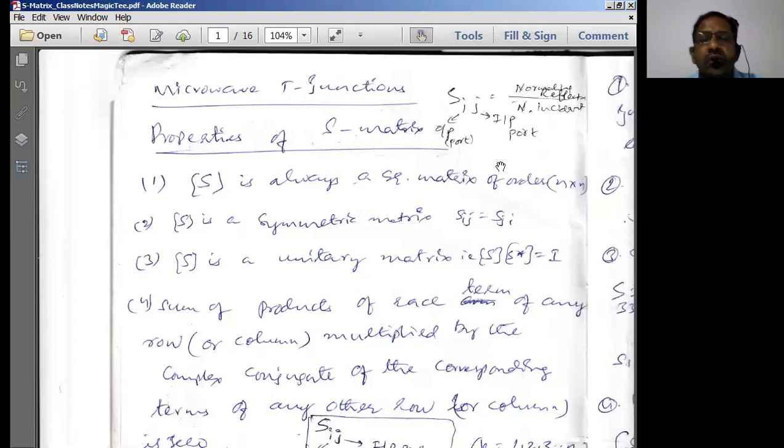Welcome back to the online sessions on MWT. In this session, we try to discuss the analysis of the E-plane, H-plane T, and magic T, which are known as the components of the microwave circuits.